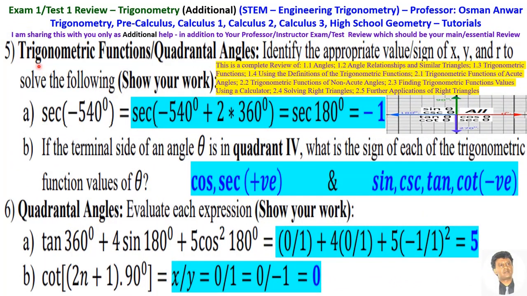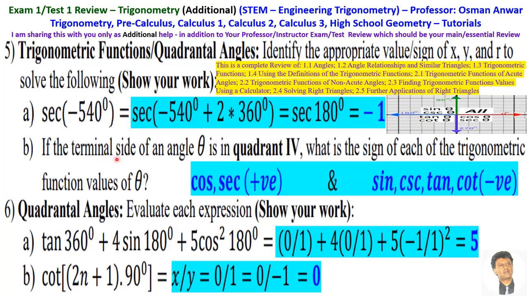Number 5 is trigonometric functions and quadrantal angle. So A, find the sec of minus 540 degrees. First find the first positive coterminal to this, which is sec of minus 540 degrees plus 2 times 360, and that is sec 180 degrees, and that is equal to minus 1.